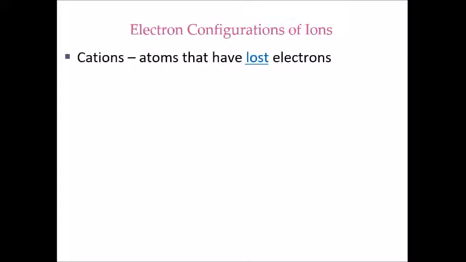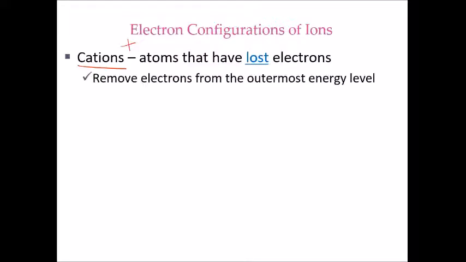Let's talk about electron configurations of ions. First of all, we have to deal with our cations, atoms that have lost electrons. So that means they're positively charged. They have pluses on them. And in order to write out a configuration for a cation, you must remove electrons from the outermost energy level. So let's look at an example of the nickel 3+ ion. Nickel 3+ here.